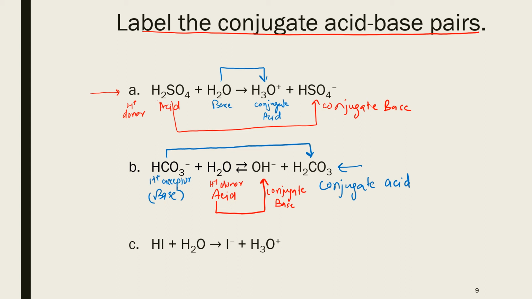In example C, the proton donor is HI, so it will be an acid. The proton acceptor is water, so water is a base. The leftover part is the iodide ion, so iodide ion is the conjugate base, and for water the leftover part is hydronium ion, so hydronium ion will be the conjugate acid.